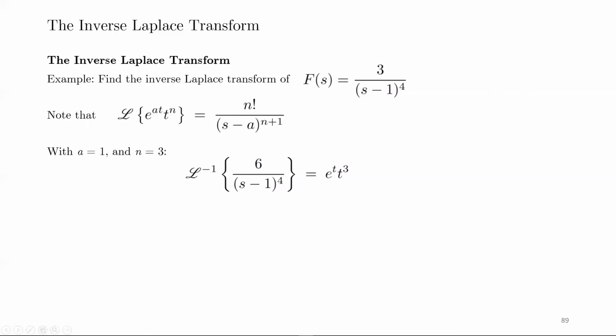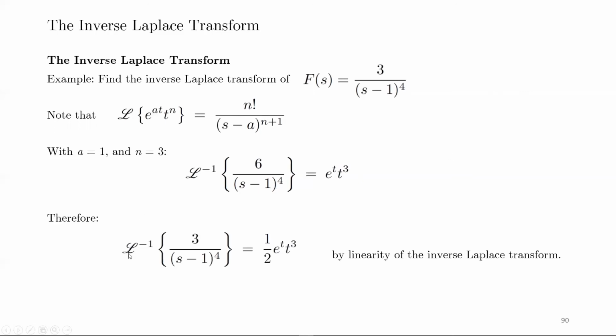This is almost exactly what we have, right? The only difference is this is a 6 and this is a 3. So because it's linear, I can multiply that by a half. So the inverse Laplace transform of 3 over (s minus 1) to the power of 4 is just half of this thing up here. So it's half of e to the t times t cubed, by linearity of the inverse Laplace transform.